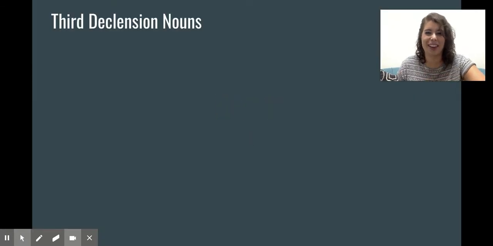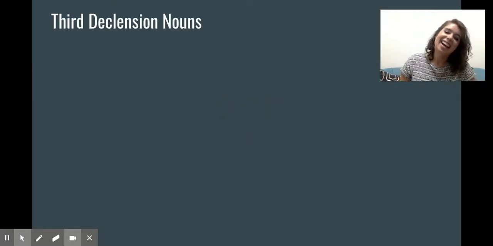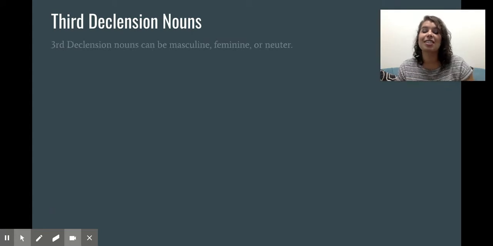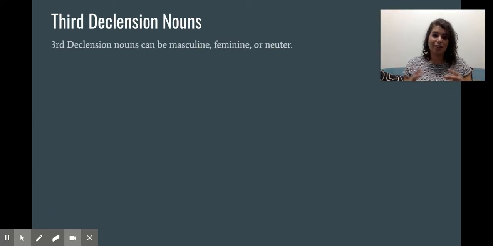Okay, now moving on to part 3, where I'm getting into our third declension noun endings. Third declension nouns are the trickiest bunch of the declensions that we are learning at the moment. They can be masculine, feminine, or neuter. It's not really more often one or the other, it can be any of them, and it can sometimes be hard to know which one it is.